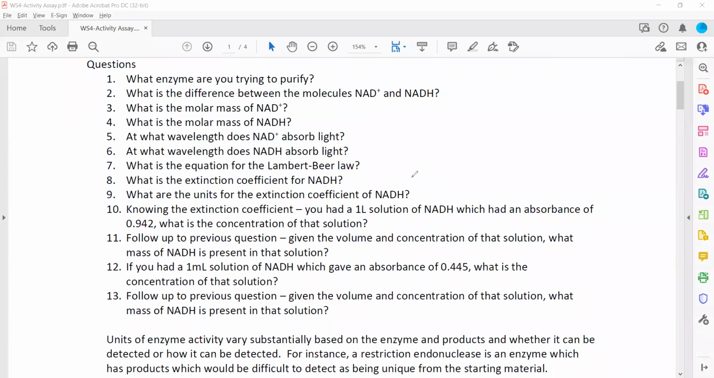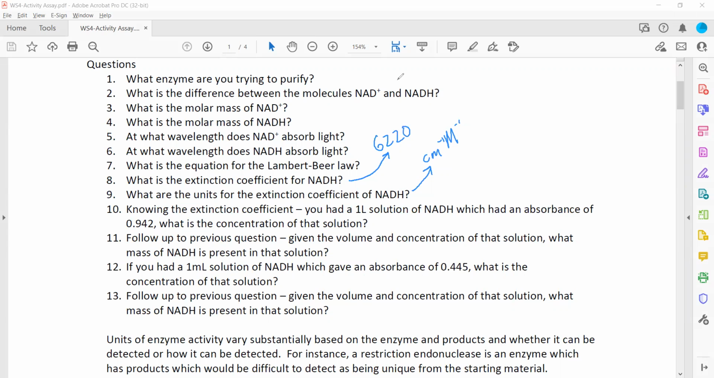The one that I will give you, because if you Google this, you'll get a result that's a little bit different than I'm looking for, and not that it's inaccurate, but the units are going to be different. Question number 9, what are the units for the extinction coefficient of NADH? And number 8, what is the extinction coefficient for NADH? So NADH has an extinction coefficient of 6220. The units are significant, as it turns out, for the number that I provided y'all with, and that is centimeters, inverse molarity.